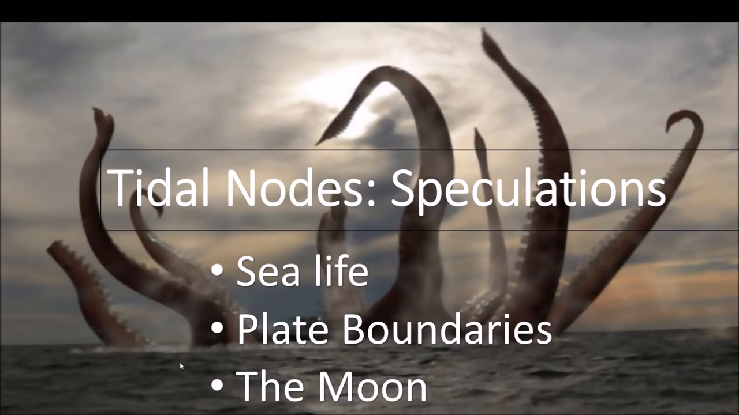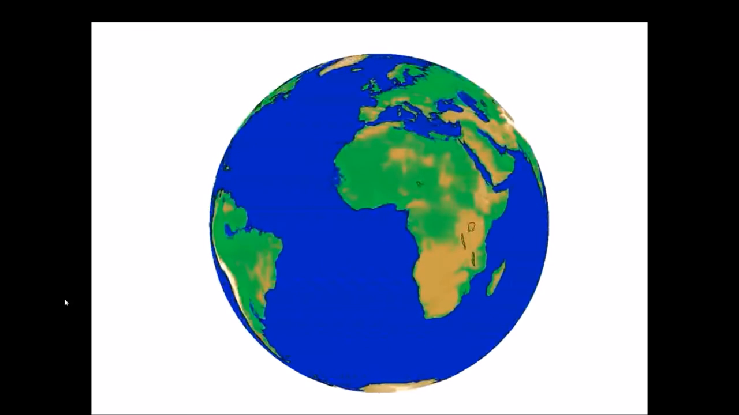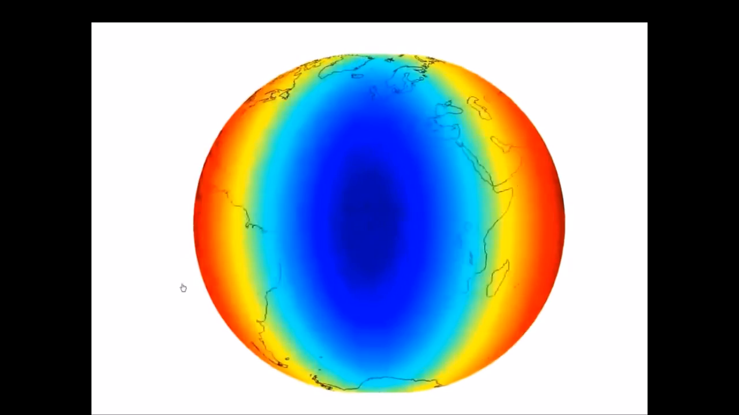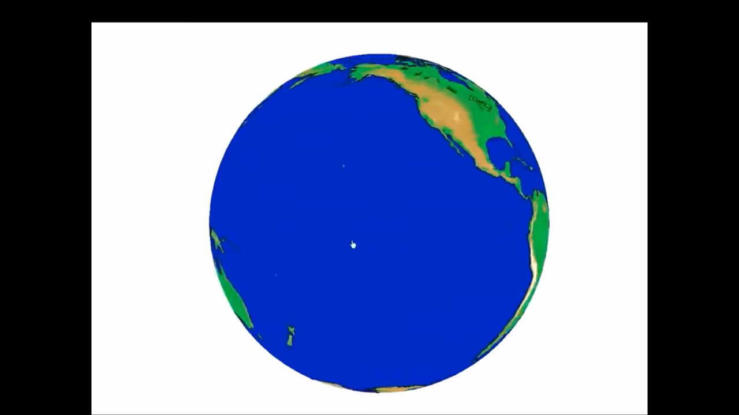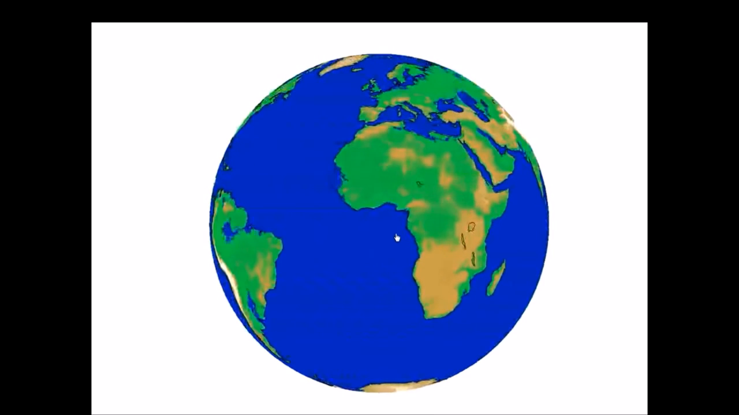And the third speculation is not my speculation, but it's the speculation that everybody accepts, and that's that the moon is causing the tides. And for this to be the scientific consensus is extremely embarrassing. It is extremely embarrassing to me that this is the best that science can give us. And this is a model of what the tides would look like if it was the moon.